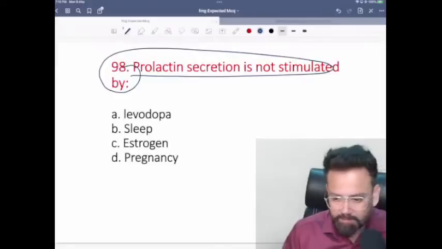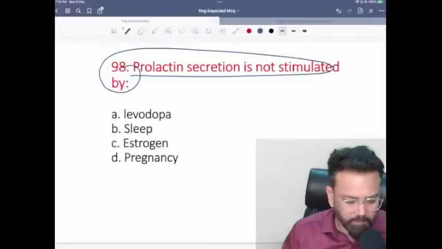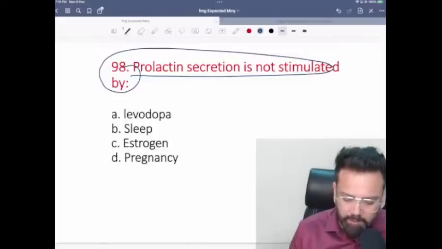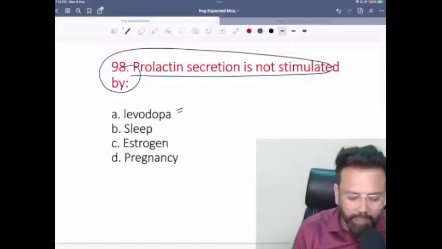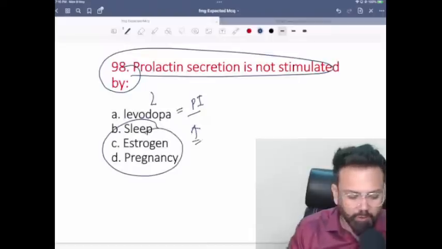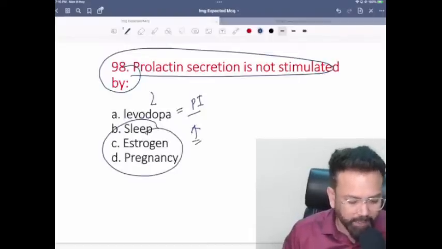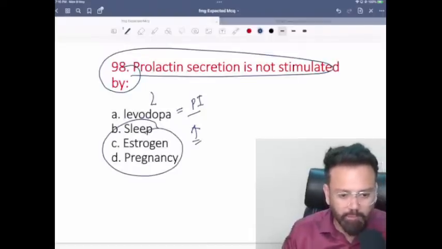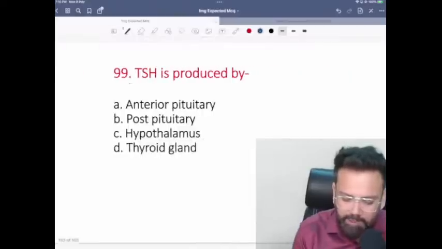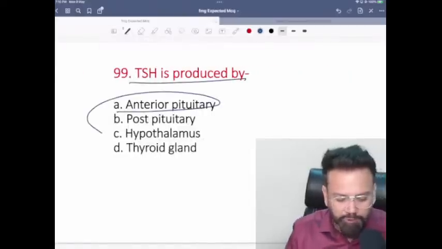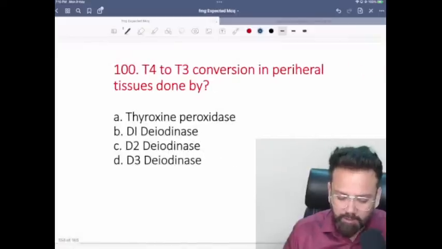Fast. Time is very less. I don't want to skip any question. Only few are left. See, dopamine is prolactin inhibitory hormone, so of course it will inhibit. Rest all will increase the prolactin hormone. Dopamine is prolactin inhibitory hormone. Answer is A. TSH produced by anterior pituitary. Very simple question. Nothing to discuss.